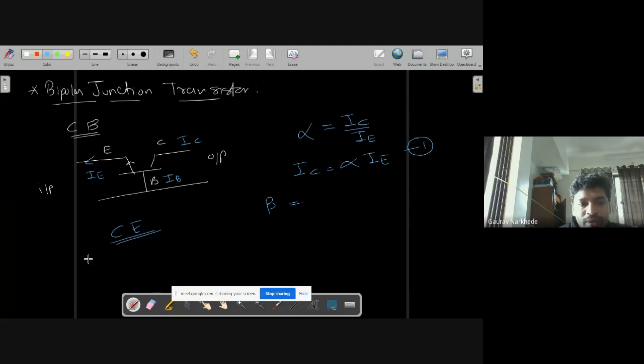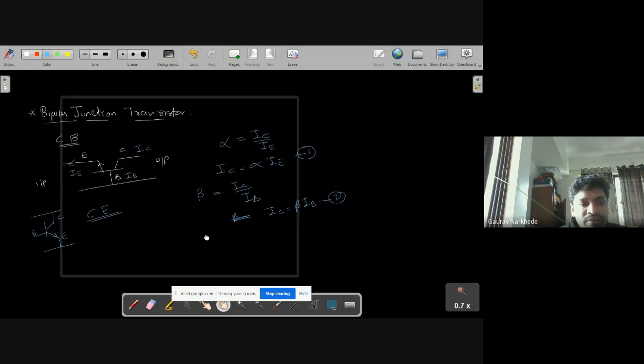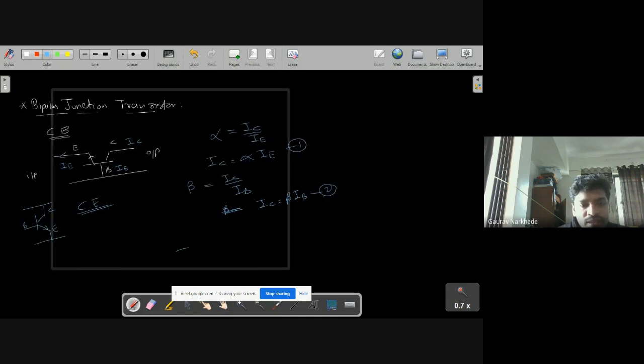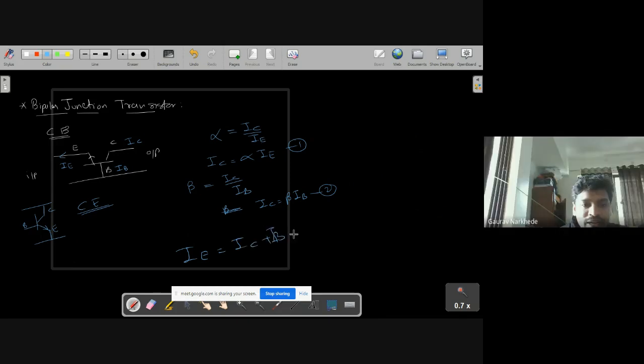Beta was IC by IB. So this was your emitter, this is collector, base, emitter, and output was at collector. So beta is equal to IC upon IB, so IC is equal to beta times IB, right? This was the second equation, and then one more equation we were having: IE is equal to IC plus IB. And then this was the third equation.